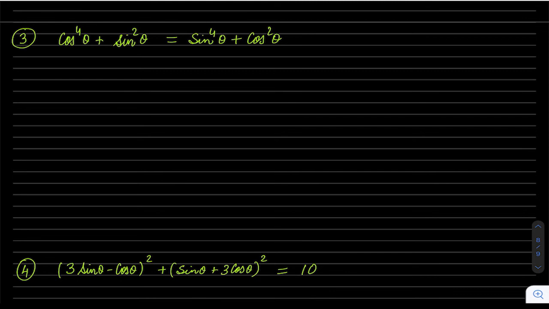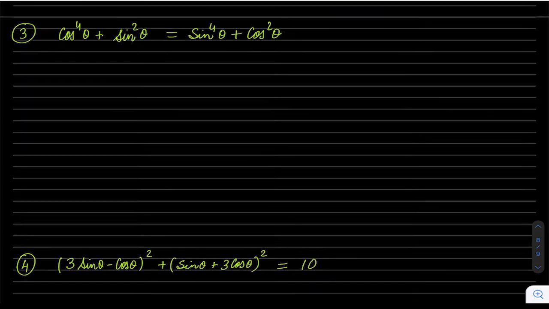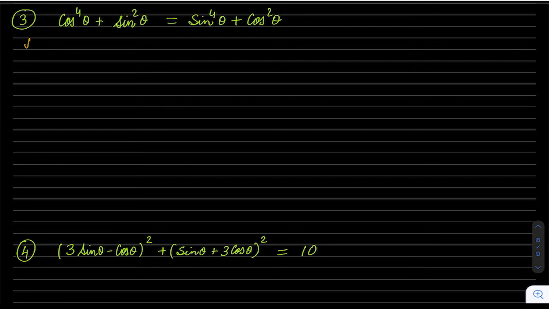Third question is cos power 4 theta plus sine square theta equals sine power 4 theta plus cos square theta. We have to prove this. Now, in this you can see both LHS and RHS look similar. So you can either start from LHS and prove it is equal to RHS, or you can start with RHS. So let's start with LHS. It's the same thing, you can start with any.